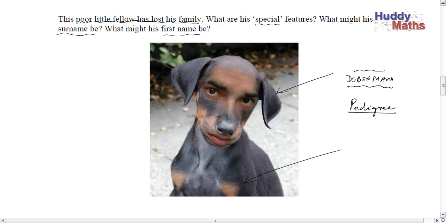Was it a he or a she? Well, poor little fellow has lost his family, so I guess whoever did this, Mr. Howardine, would have known that this was a male dog. Okay, well, I don't know. Have a look at the eyes and look at the face here. Yeah, he's sort of very human. So would he be human?